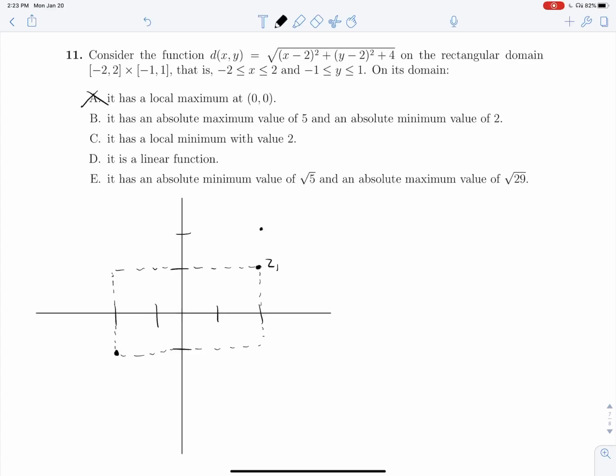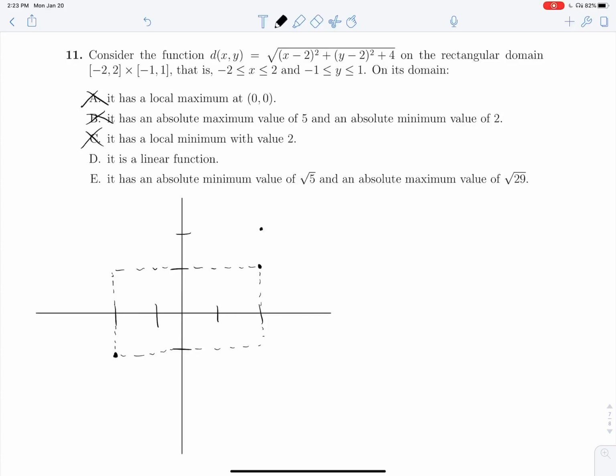Okay, C: it has a local minimum with a value of 2. Well, no, it doesn't. We just established that the lowest we can possibly get with this is going to be on this little corner here, and that's going to be root 5. So there's no local minimum sitting anywhere in here that would satisfy that value of 2. Is it a linear function? We'll come back to that. Let's look at E. Does it have an absolute minimum value of root 5? Yep, we saw that.